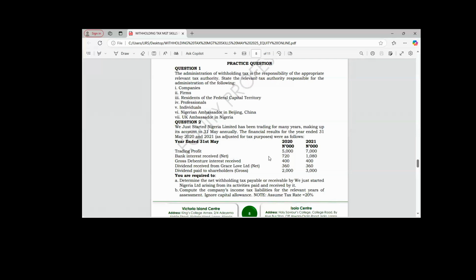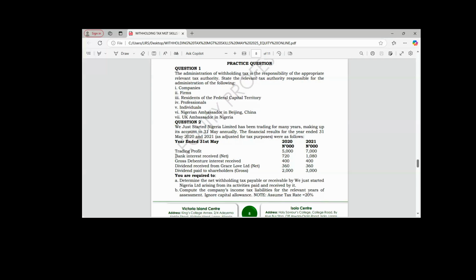So we are also given gross debenture interest received, and bank interest received net. This is income received from another place. Before this company received that income, the person paying them deducted withholding tax. That's why you have net in front.